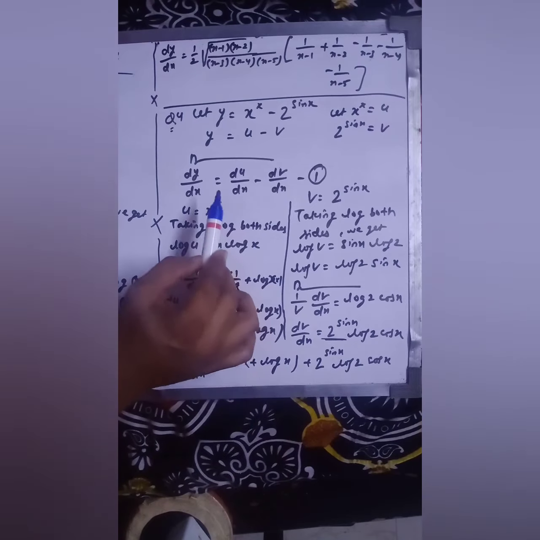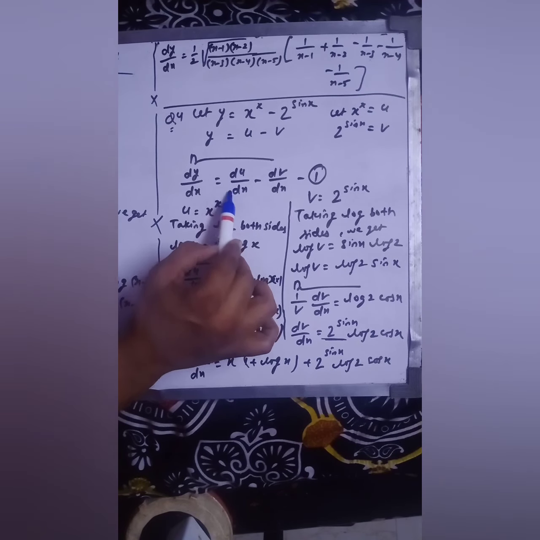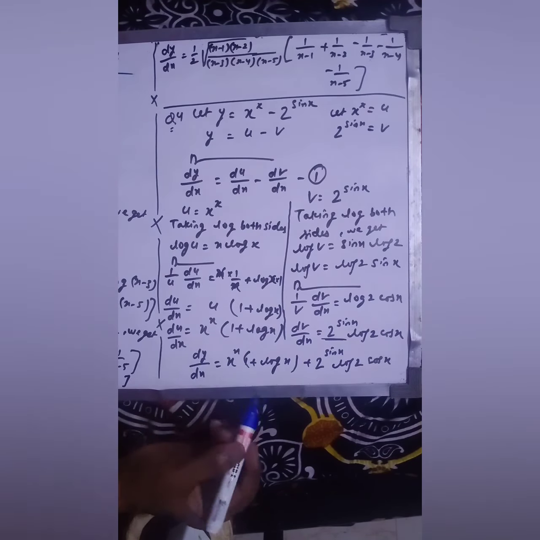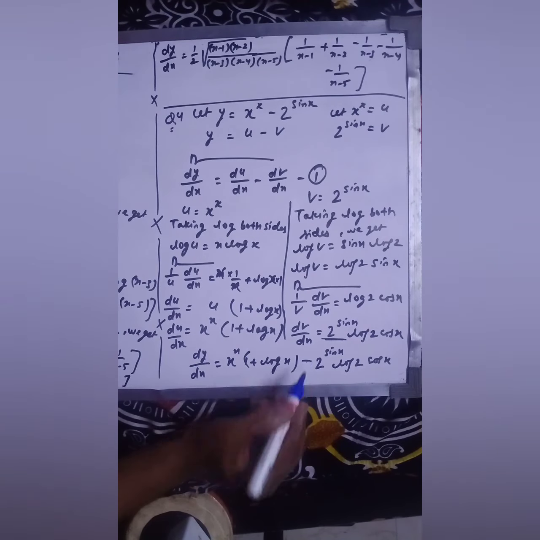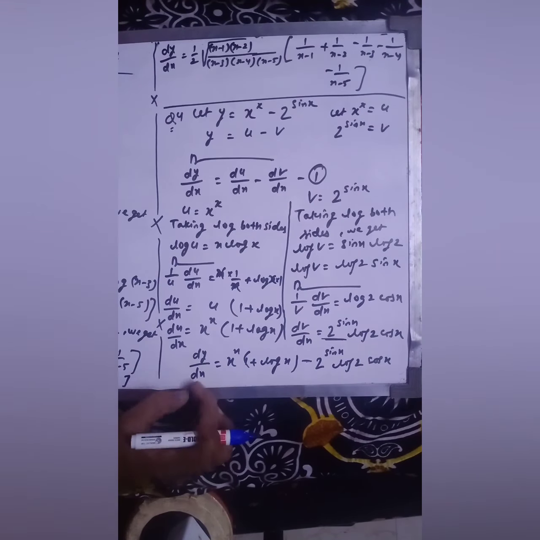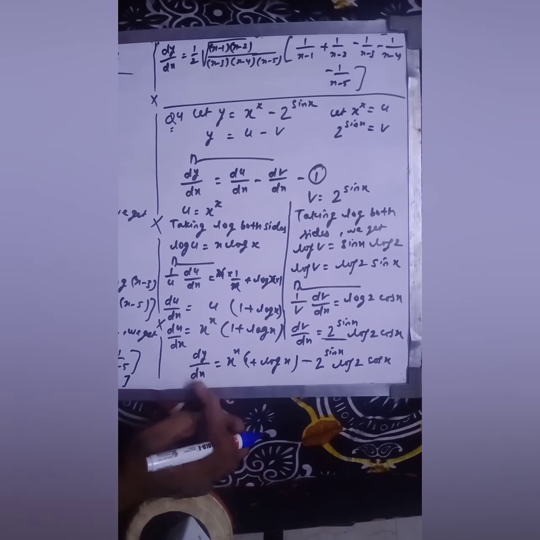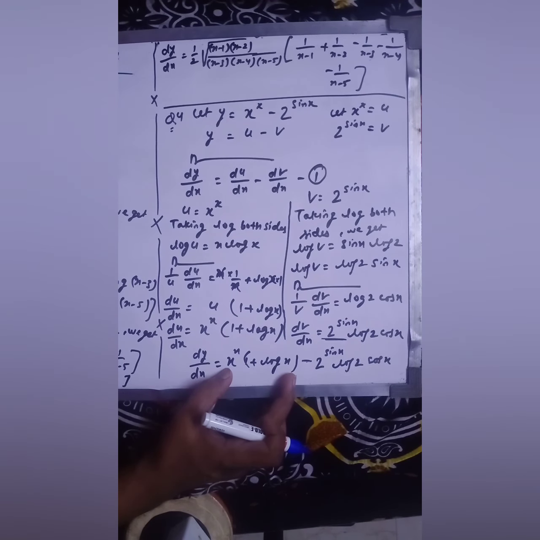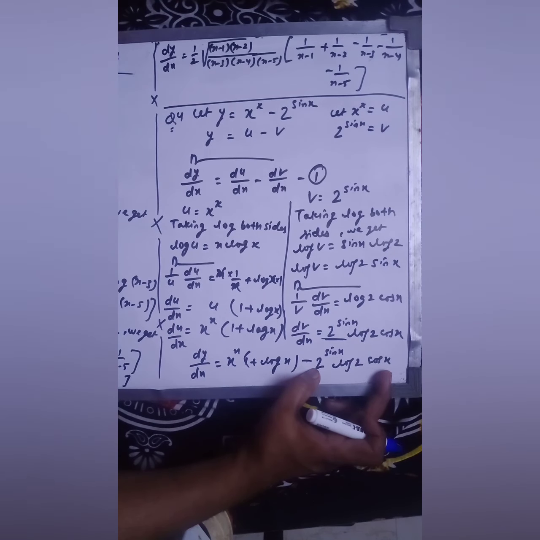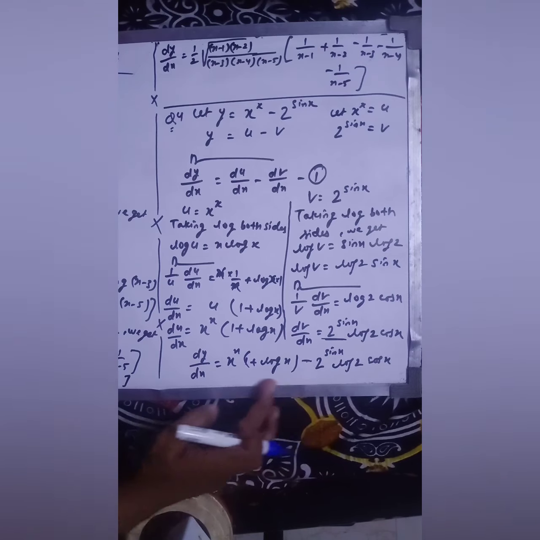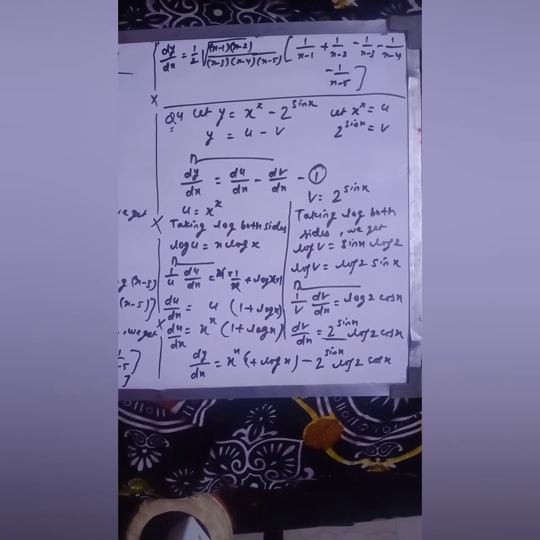So from equation 1, you just have to put the value of du by dx minus dv by dx. So dy by dx is equal to this, the value of du by dx minus the value of dv by dx. So this is the required final answer. Got it? This type is important. Okay, so practice that.